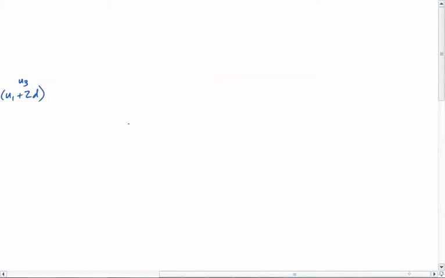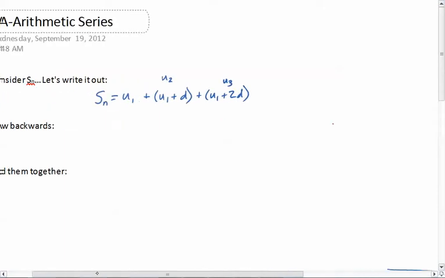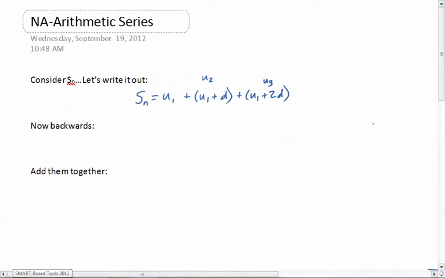Now, you've seen this before, actually, because we did this when we were building the idea of an arithmetic sequence. We saw the u1 plus the difference, the u1 plus 2 of the difference, and we keep going with that. And so from this point, I'm just going to say fourth term, fifth term, and so on, all the way up to the last term, which is of course un.